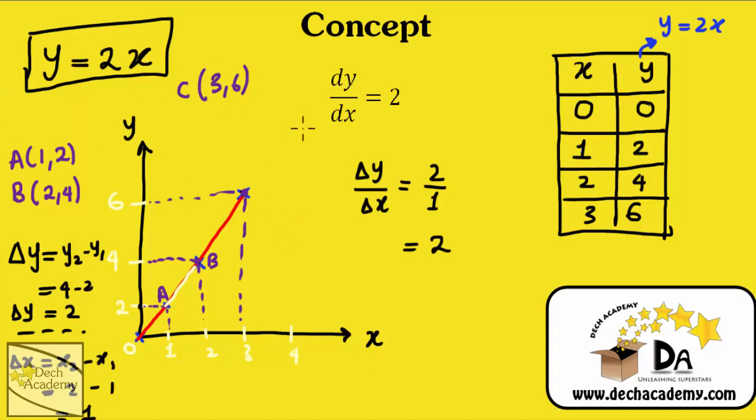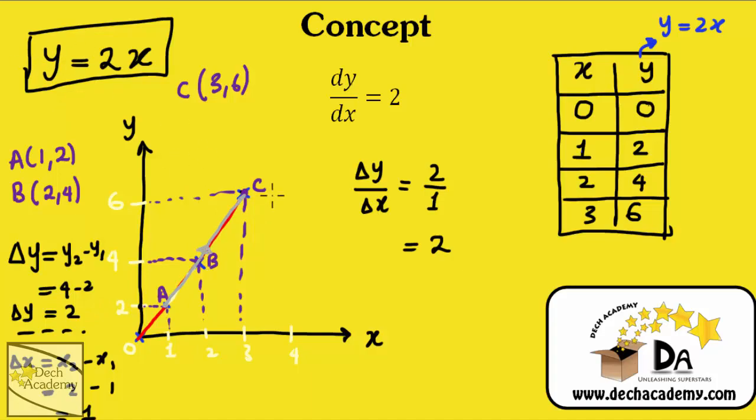Now, let's determine dy dx. Imagine I start from A and go to C. So let me just mark this out as C. From point A, I go to point C. I'm moving along this line, so this function is still being obeyed.